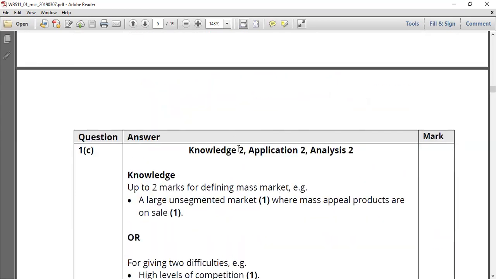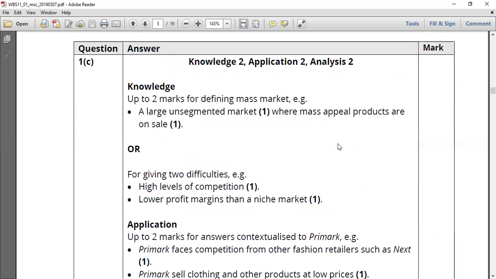So 2 marks for knowledge, 2 marks for application, and 2 marks for the analysis point. So make sure the starting point is very crucial. You can either start this question by defining what the mass market is, or by giving the two difficulties separately, and then develop those points. That is my most favorite method and the method recommended by the examiner as well. But anyway, it's up to you to decide which method you select in the examination based on the given situation.